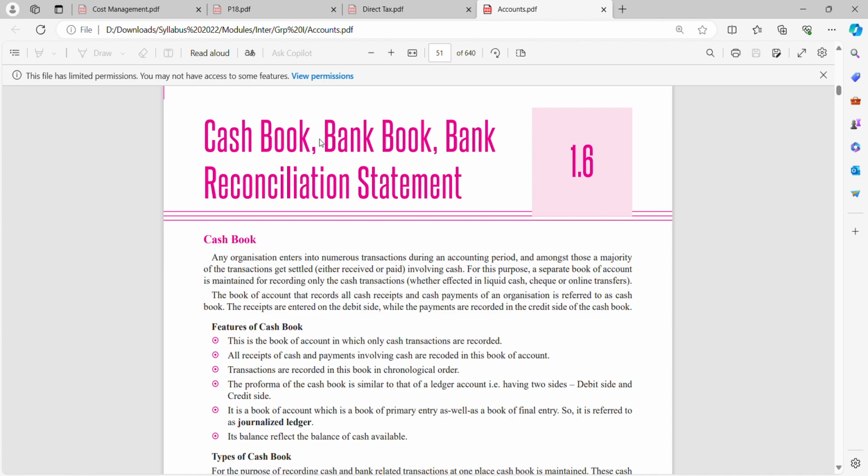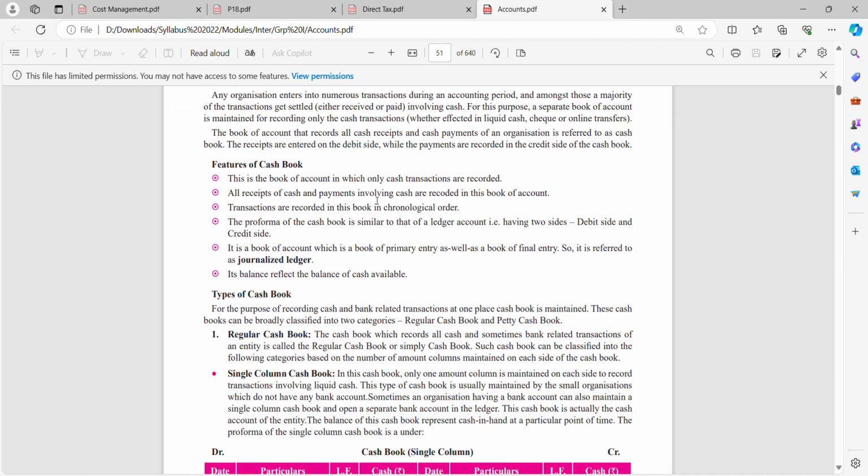Even this statement, cash book or bank book, also has debit side and credit side. It is the book of account which is book of primary entry as well as book of final entry, so it is referred to as journalized ledger. Its balance reflects the balance of the cash available. A quick read till here. I'll take a pause, then we'll go for next.